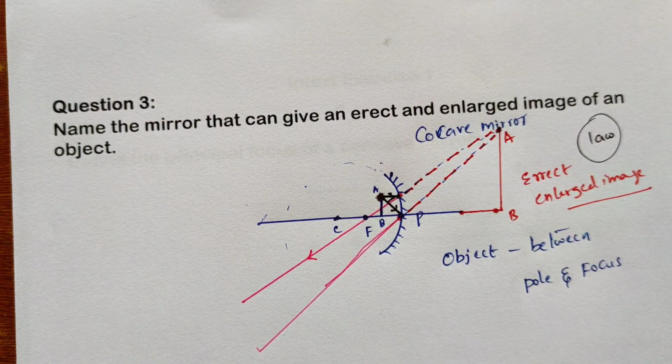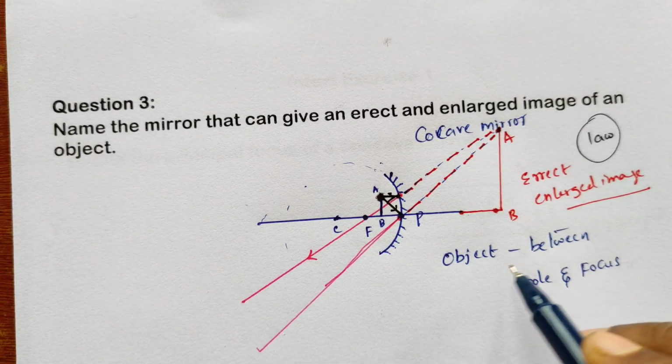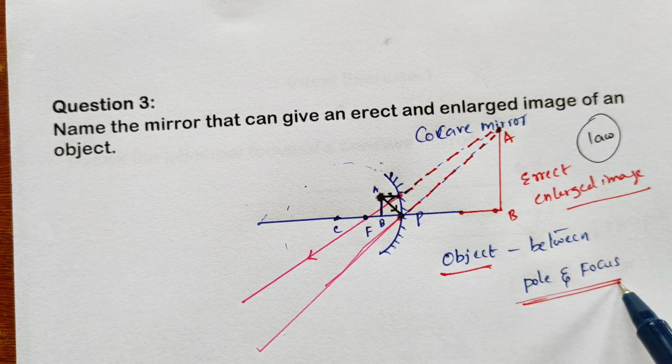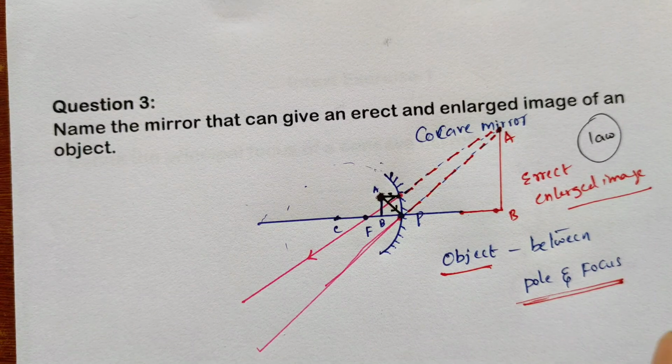But the condition is very important. We need to place the object between the pole and focus. That is a very important condition. Only then will it form like this. If you change the position, then everything changes automatically.